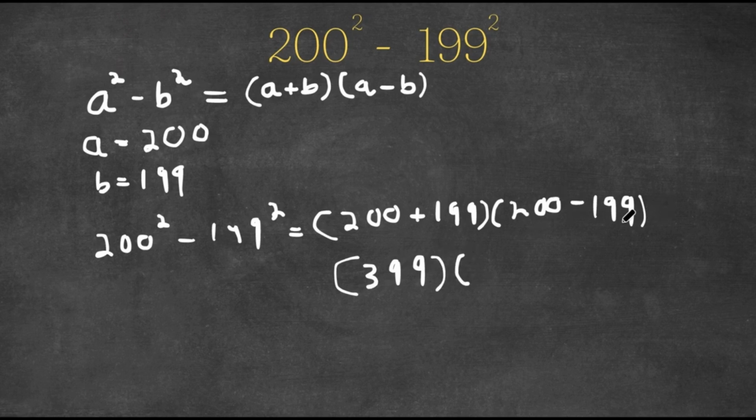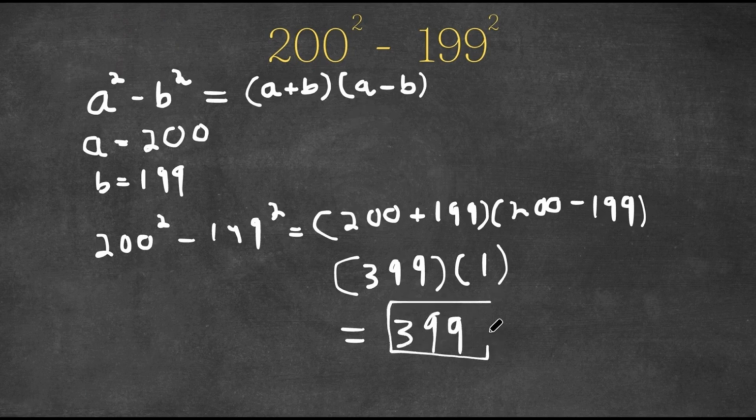Well, these two only have a difference of 1. So we simply have 399 times 1. And this is really simple. Anything times 1 is itself. So this would simply equal 399. Meaning the answer to this problem is 399. And it's that simple.